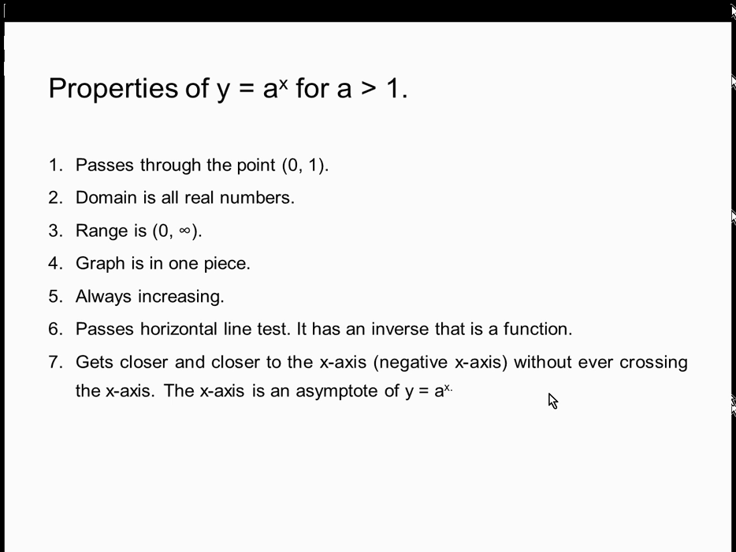Number 7, it gets closer and closer to the x-axis, technically the negative x-axis, without ever crossing the x-axis. The x-axis is an asymptote of y equal a to the x. Technically, we would say it's a horizontal asymptote since the x-axis is a horizontal line. The biggies are the first 3: passing through (0, 1), the domain, and the range. The graph in one piece is called continuous. So the graph of f of x equal a to the x is continuous. The fact that it has an inverse, we'll see in the next section.